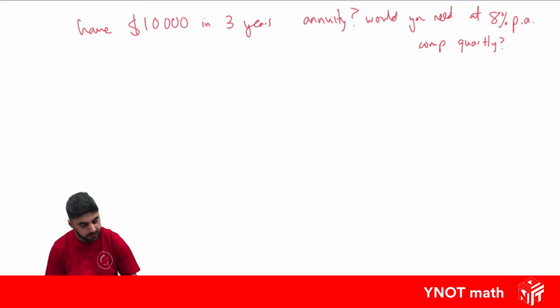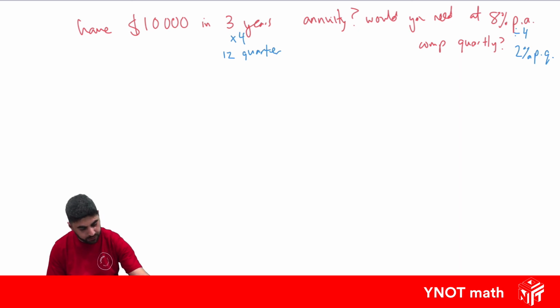So now, compounded quarterly means everything needs to be in quarters. So we're going to take our years and multiply it by 4 to work out how many quarters we have. So that's 12 quarters. And we're going to divide our percent by 4 to get it in per quarter. So that's going to give us 2% per quarter.